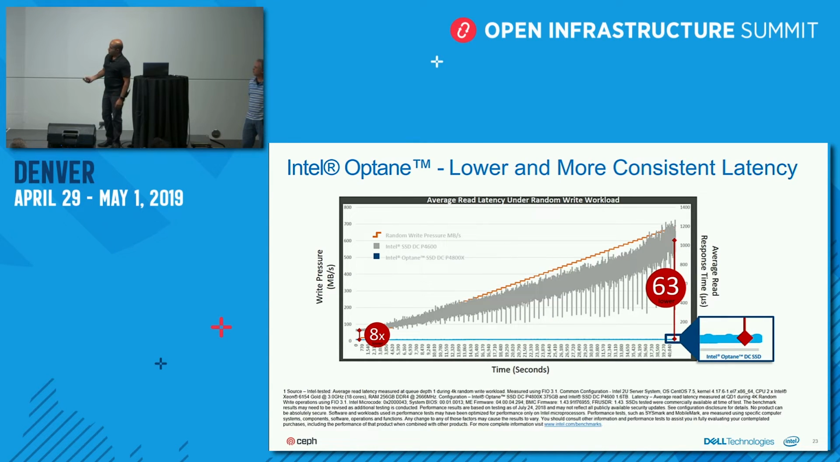So this chart shows how, for example, a NAND SSD, shown as the gray chart here, versus an Optane SSD, this blue line, behaves over time. The x-axis is time here, and the y-axis is essentially the write pressure. As the write pressure increases, the NAND latency only gets worse, whereas the Optane latency basically stays flat, no matter what the write pressure or time. So why are we talking about Optane here?